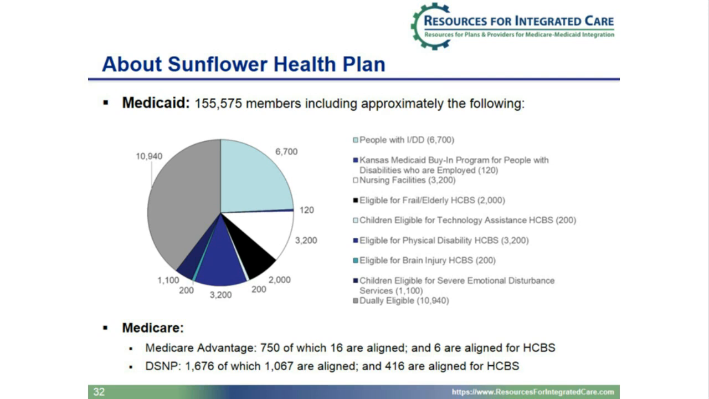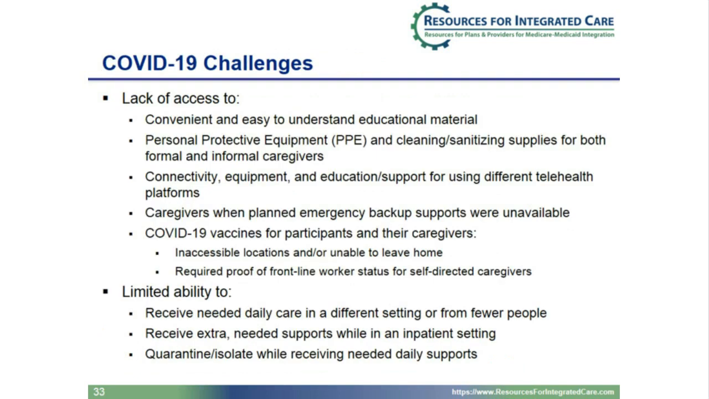We also support individuals that participate in the Kansas Medicaid buy-in program for individuals with disabilities that are employed, and we support individuals in nursing facilities, about 3,200. Of the individuals in these populations, about 11,000 are dually eligible. We also have a small Medicare Advantage membership of 750 individuals and a dual special needs program of approximately 1,700 individuals.